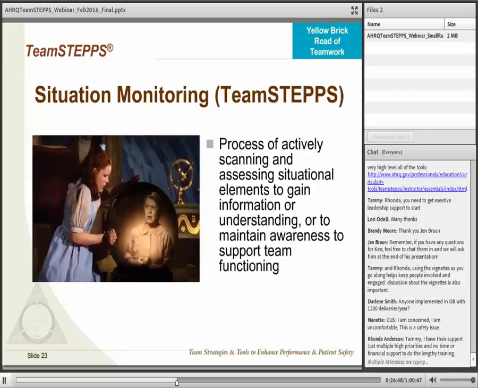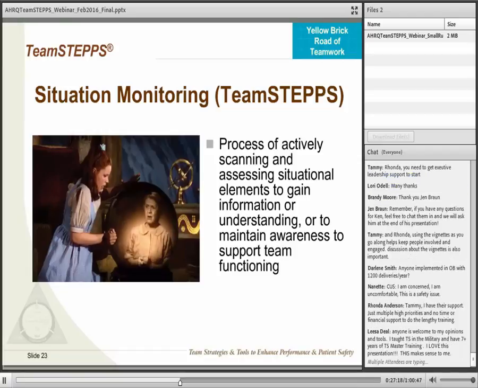Situation monitoring. If you notice, I'm using the TeamSTEPPS definition. These slides are put into this TeamSTEPPS template, but these are the exact slides I use in the presentations, on a different template. And so the audiences I present to see that the process of actively scanning and assessing situation elements to gain information and understanding, to maintain awareness, and support team functioning, is the real TeamSTEPPS definition of situation monitoring. And we've introduced shared mental model, paying attention, and cross-monitoring. I'll sometimes introduce cross-monitoring, paying attention to the other team members.